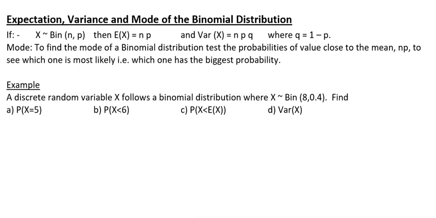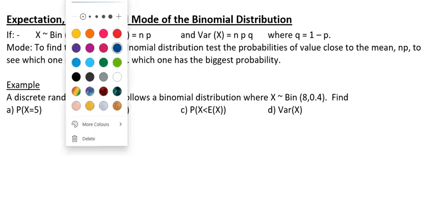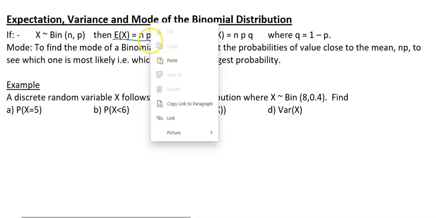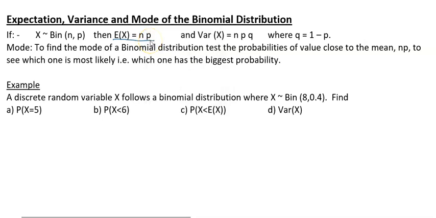Okay, in this video we're just going to look at the expectation, variance and mode of the binomial distribution. So first thing, if we have a binomial distribution, then the expectation is just equal to NP. That is dead easy. Your N is just your number of trials, your P is your probability of success, your expectation is NP. And your variance is NPQ, dead easy.